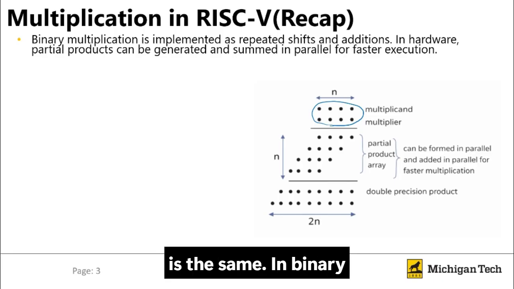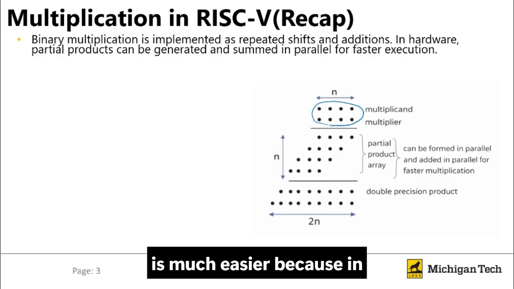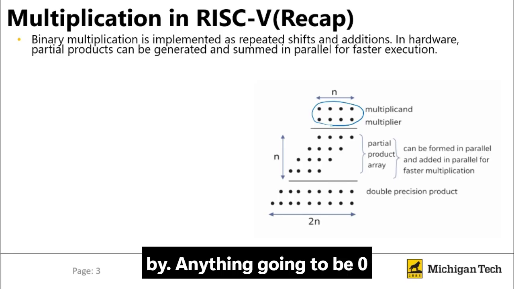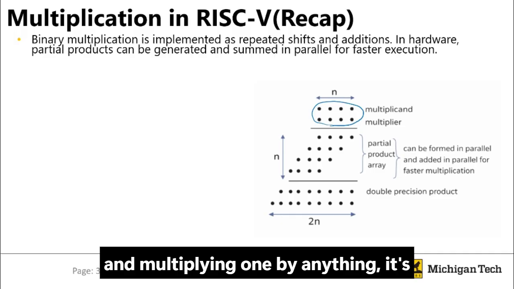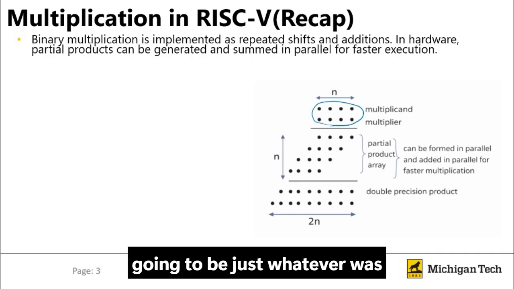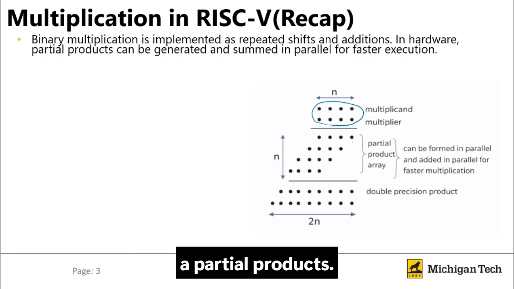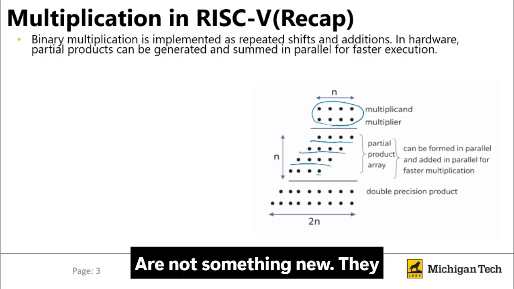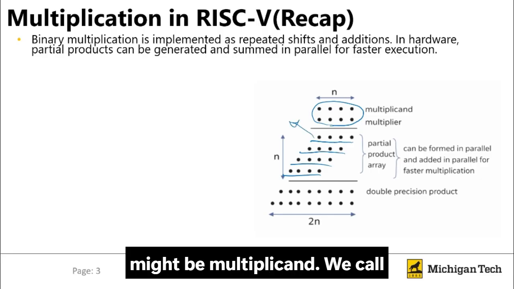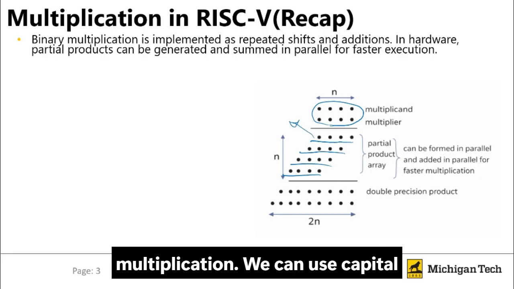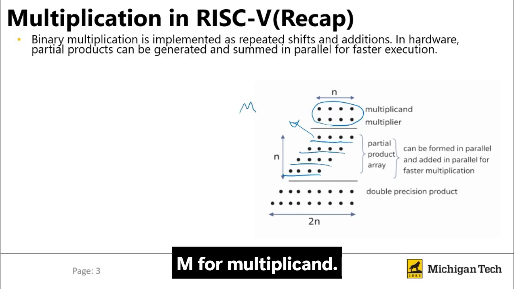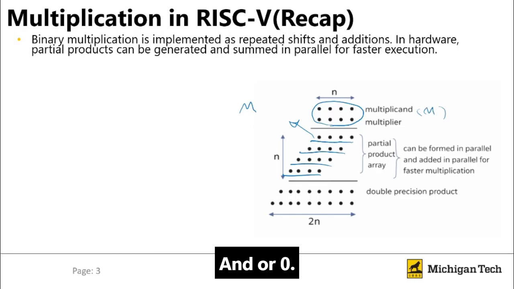In binary also is the same. In binary is much easier because in binary we just have 0 and 1, and 0 multiplied by anything gonna be 0, and multiplying 1 by anything is gonna be just whatever was that. It's not gonna change anything. So it's gonna be very simple. So it means these partial products are not something new. They might be multiplicand. We call multiplicand, we can use capital M for multiplicand, and or 0.